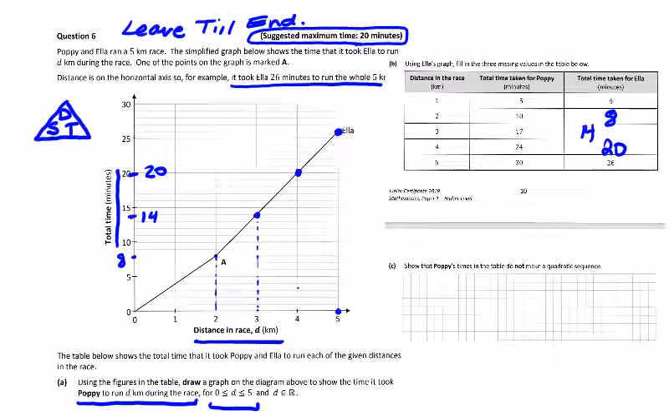And what do we have to do? Draw a graph on the diagram for the time it took Poppy as well. And B was using Ella's graph, fill in the missing values as well. Okay, so we're kind of doing it the other way around. And then part C, show that Poppy's times do not make a quadratic sequence. So I'll just scribble this out now and we'll do Poppy's.